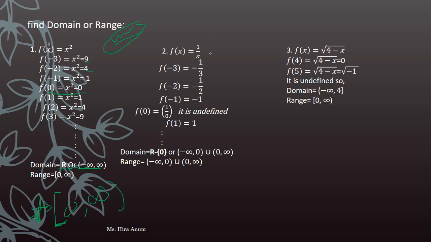1/x except 0. When we put 1/0, this is undefined. So you can see, you can put all values of the real number line except 0. You can write it this way, or you can write it this way. The range will be this.